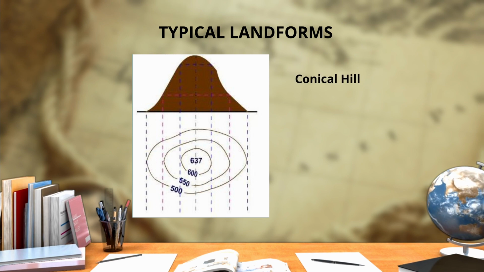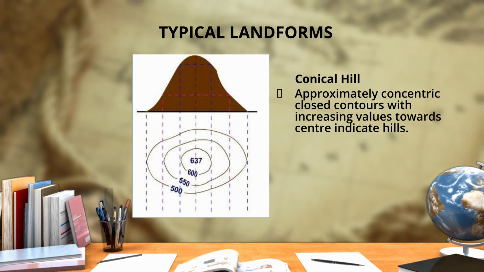Our first landform is a conical hill, which is also known as a pointed hill. A conical hill is an approximately concentric closed contour with increasing values toward the center, indicating hills. Now, first of all, a conical hill in a map is indicated by contour lines that are in an oval shape or in a circular motion, and the inner space of the contour line is smaller to show that the values are increasing toward the center, to show a pointed hill as shown on the diagram.